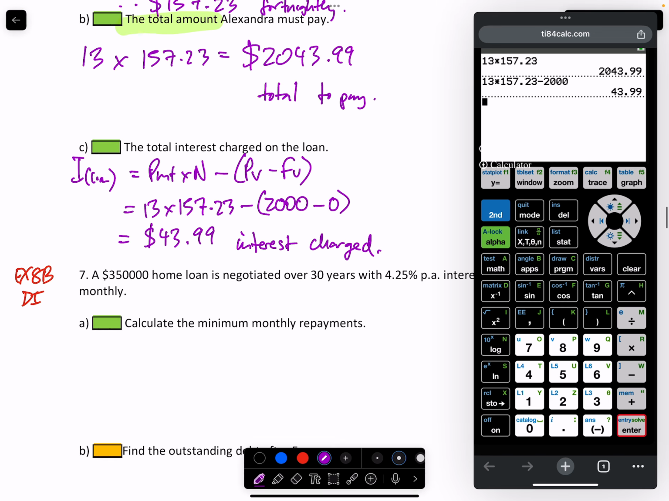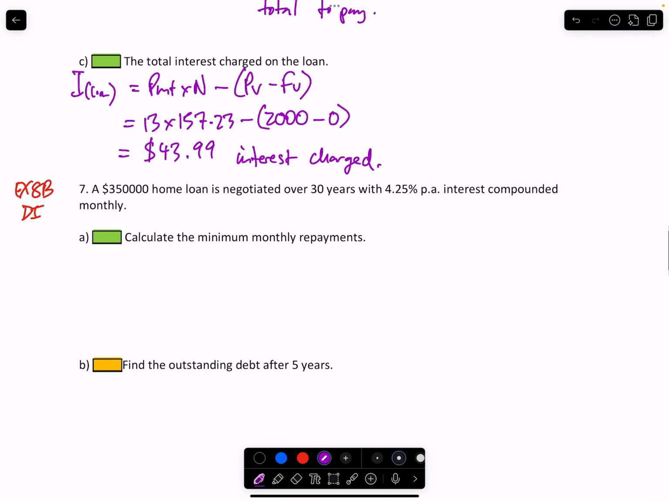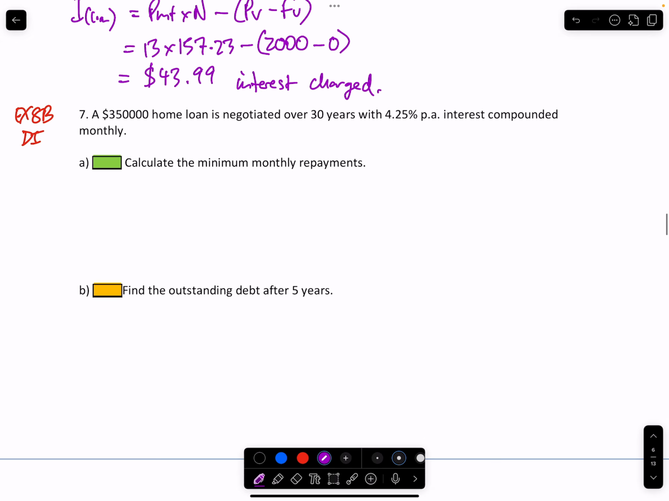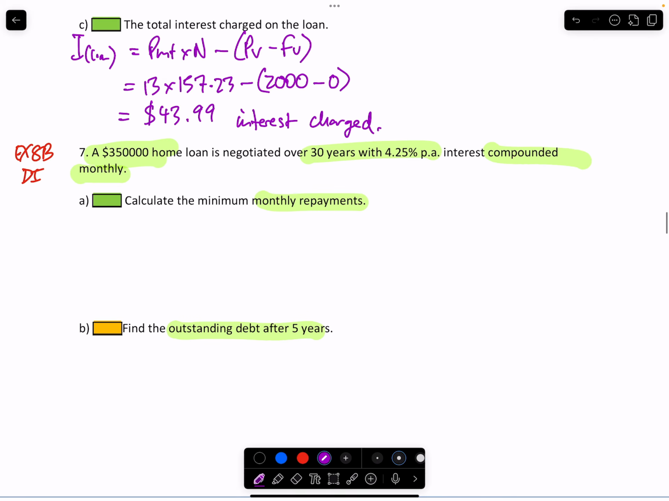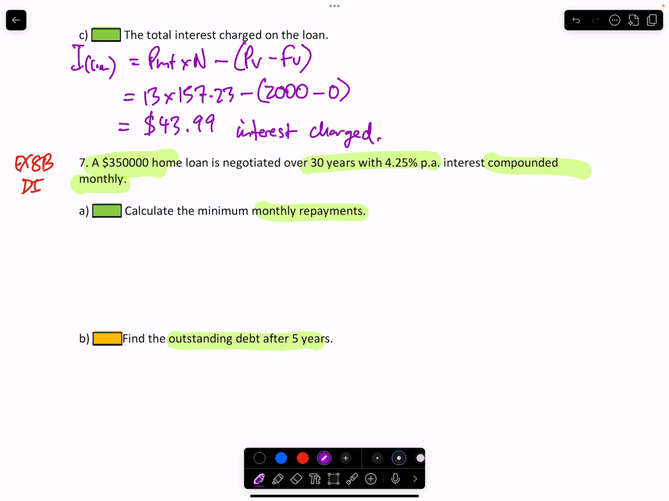Exercise 8B, or the DI. So this is just a straight up home loan question, just asking you what the debt is after 5 years. 350 grand, 30 years, 4.25% per annum, compounding monthly. What's the minimum monthly repayments? And also we're finding the outstanding debt after 5 years. So you should practice this with your DI as the absolute minimum, but also exercise 8B if you're a high achiever, trying to do your best, okay?